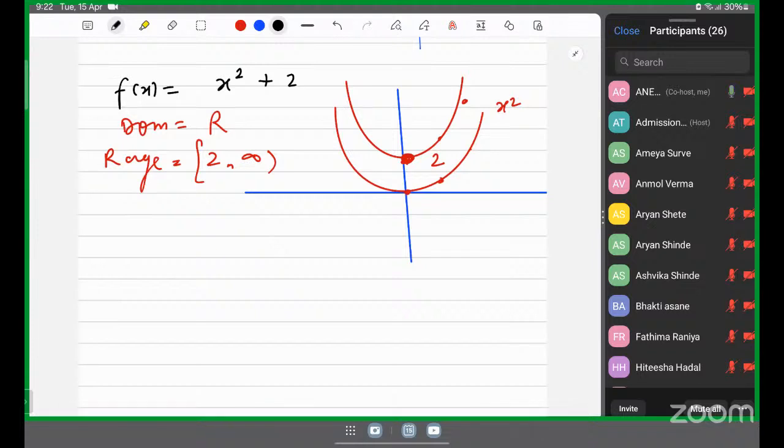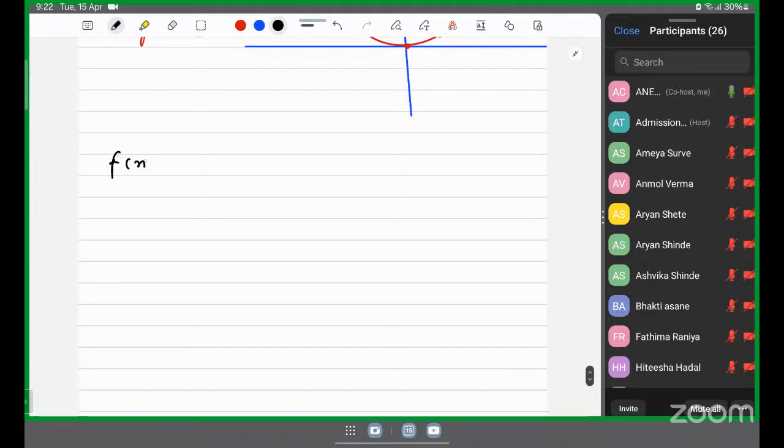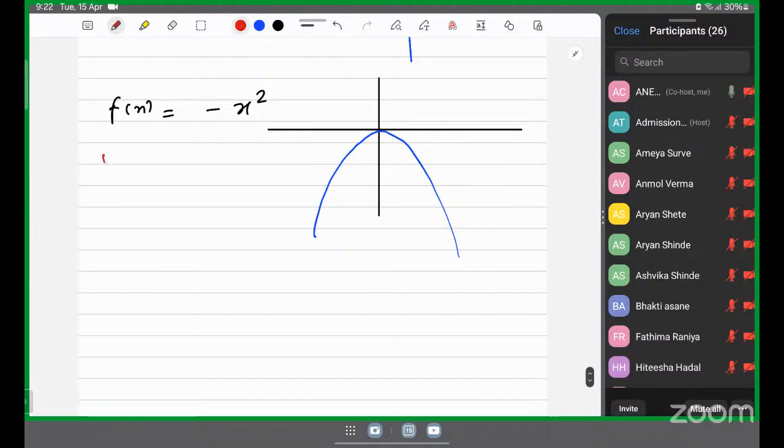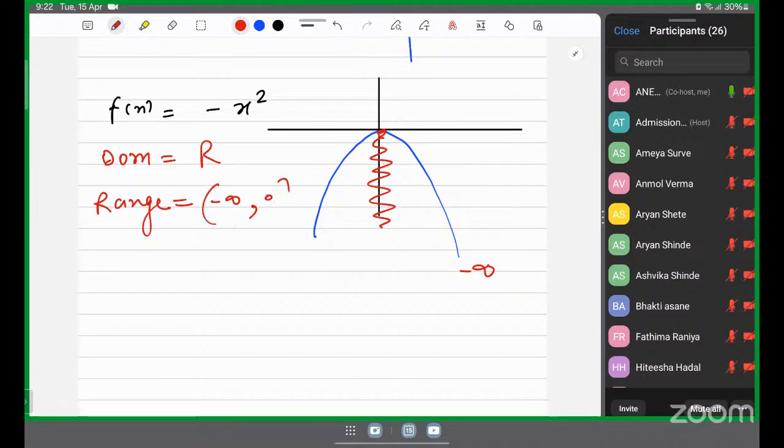Now let's say I have f of x equals minus x square. What will be its range? This time the graph is minus x square, so the graph will be below the x-axis like this, touching 0, 0. In this case, the domain of the function will again be R. What will be the range of the function? It will start from minus infinity and go to 0. All these values are its range. So minus infinity to 0, minus infinity open, 0 closed.